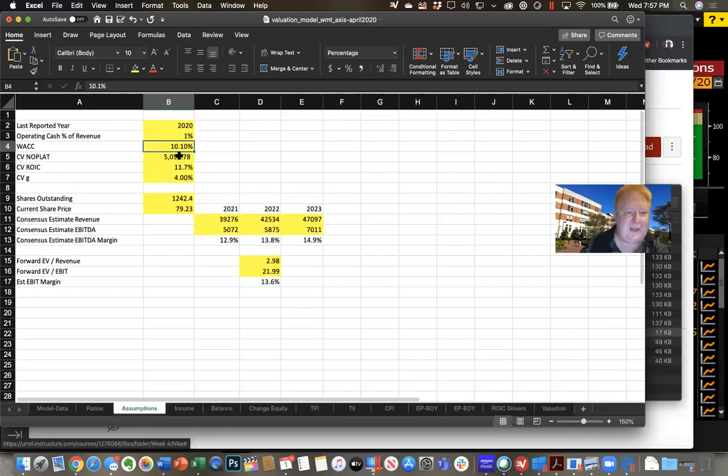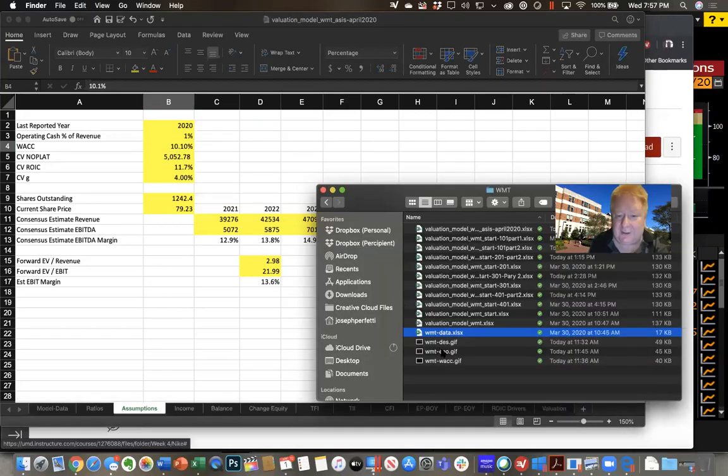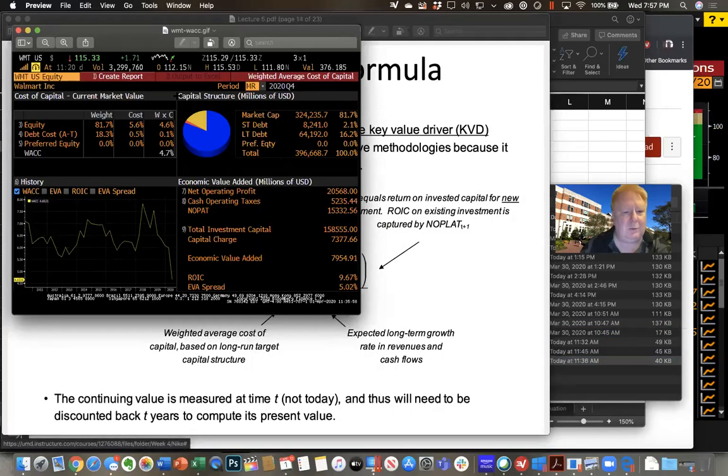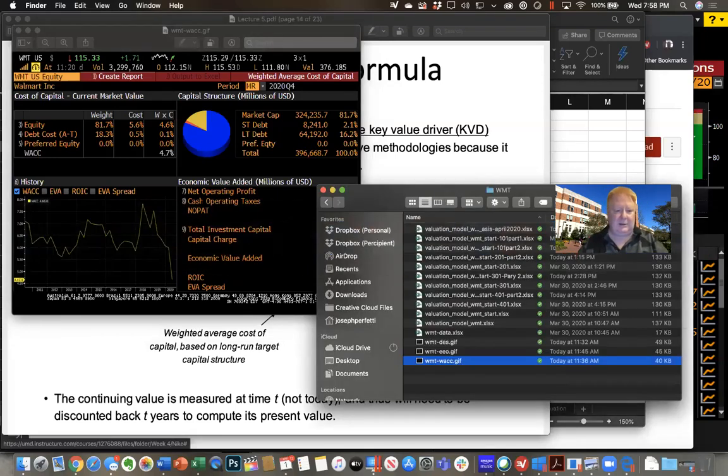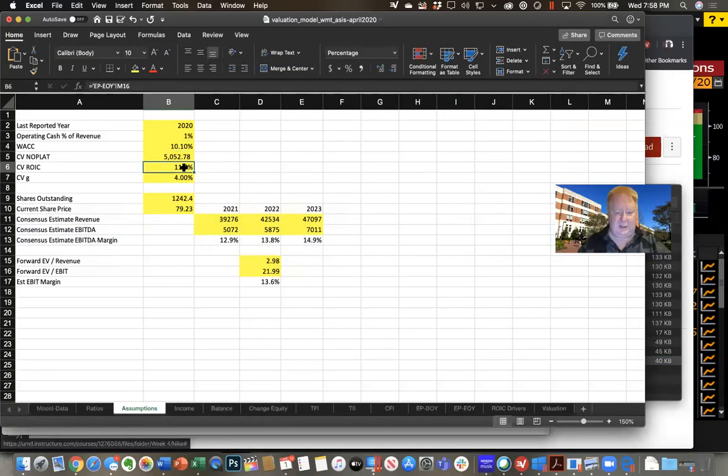The next assumption we have to look at is their WACC. What is Walmart's WACC today? I'll give you a screenshot in that folder. The Walmart WACC today was 4.7%, a lot different than Nike. So I'll go to my valuation and change this to 4.7%. I'll put 3% as the G for Walmart because they're probably closer to US economy growth. We'll change that later.